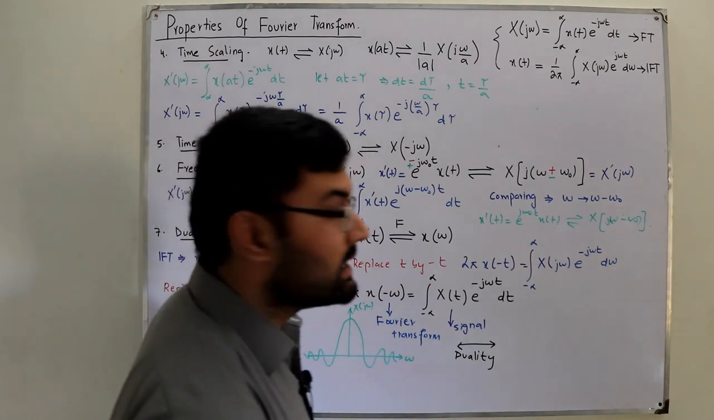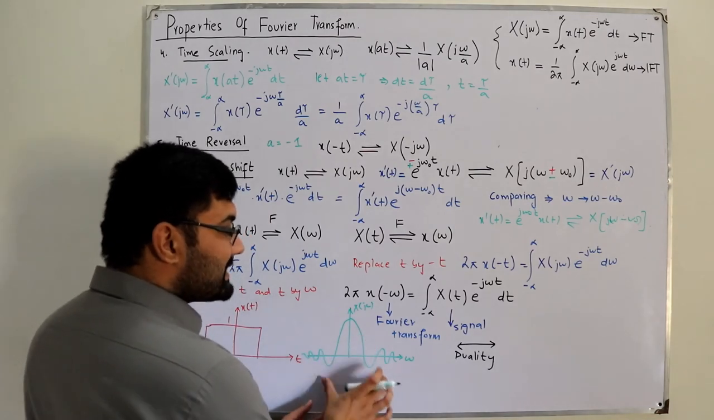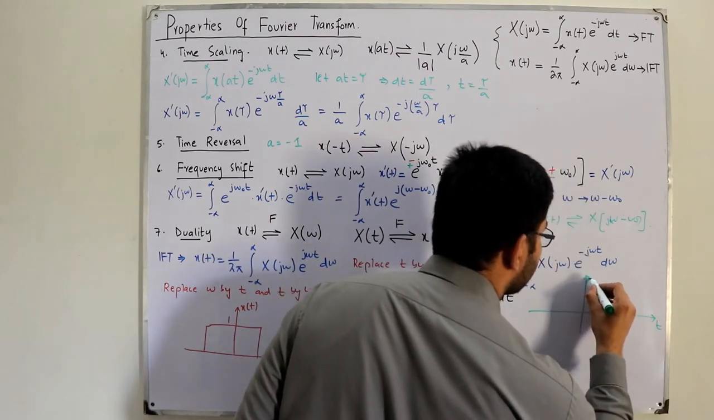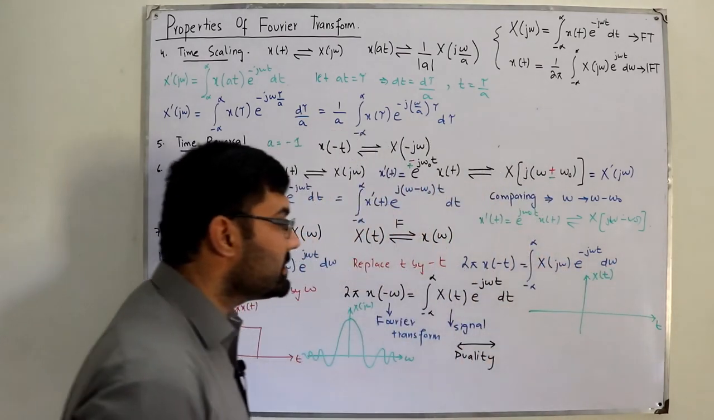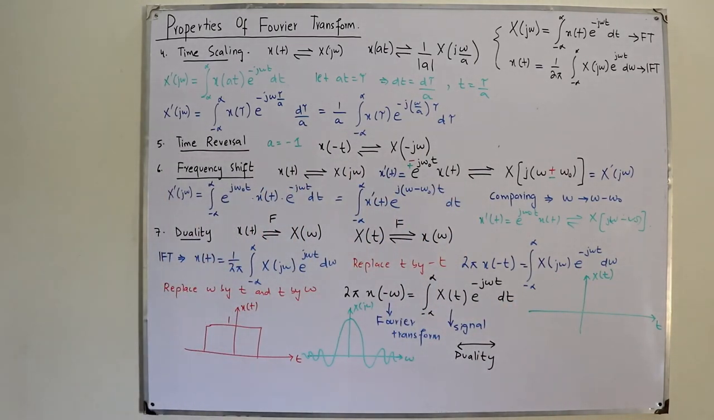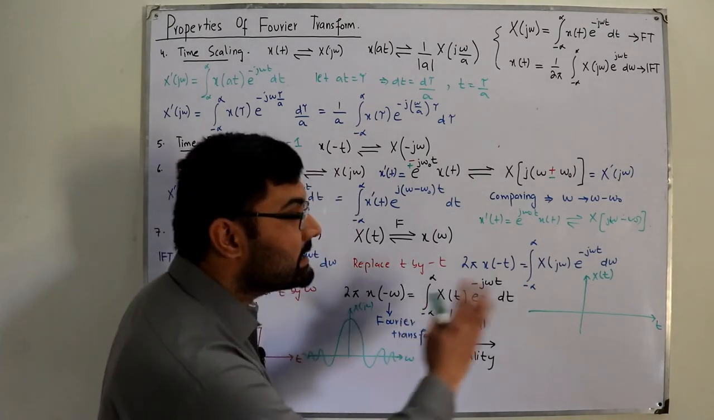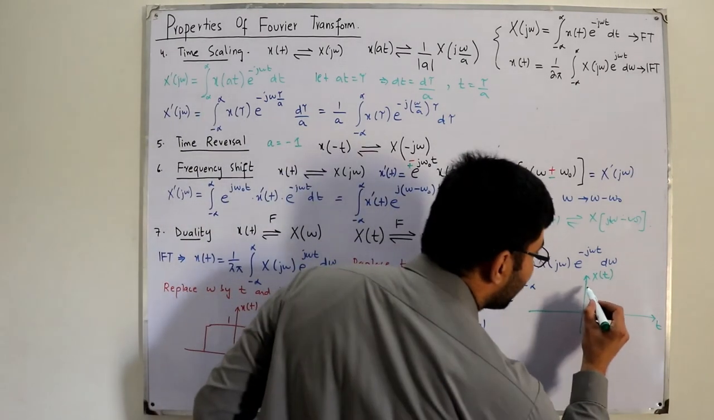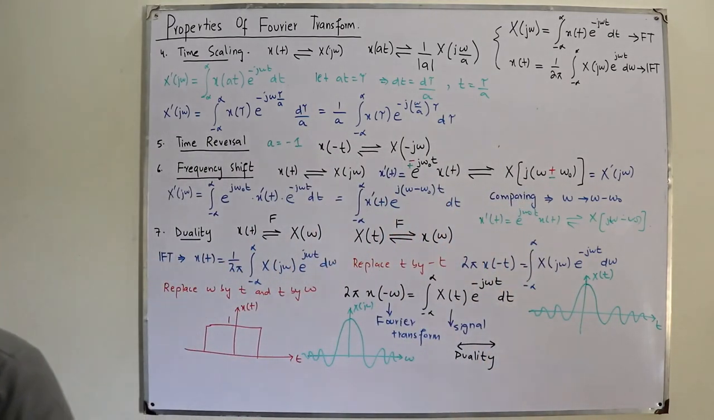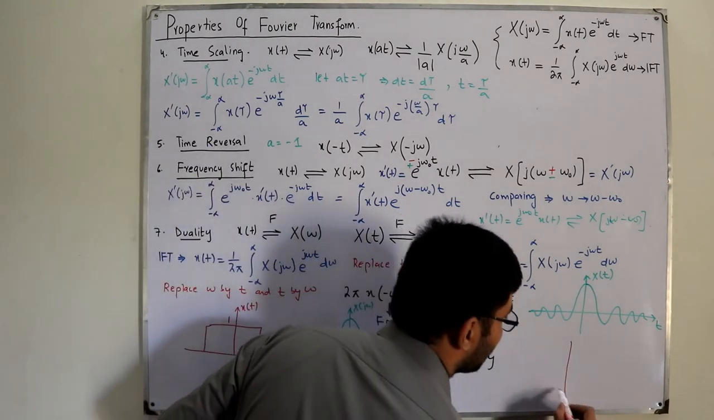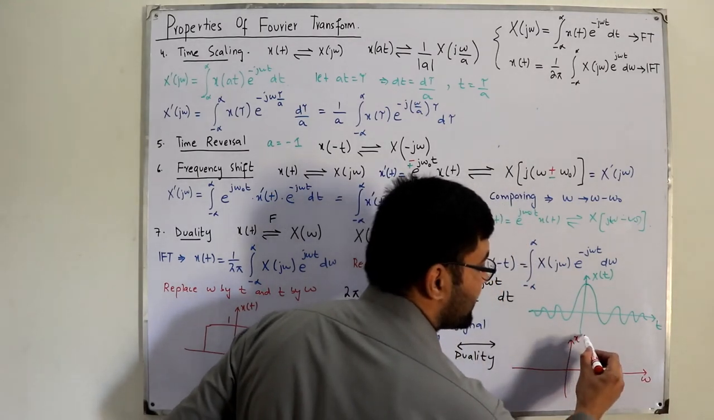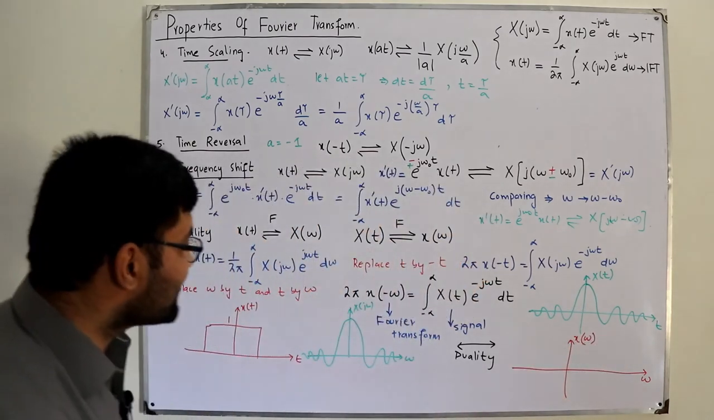The duality property says that if you have this sort of a signal in the time domain, which means if I have a sinc function in the time domain, and let me represent it by a capital X of t this time. So now if you have a sinc function in the time domain, the duality property says what? You know it better than me. The duality property says the Fourier transform of this signal in the frequency domain, let's say I represent it by a small x of omega, would be some sort of this signal.